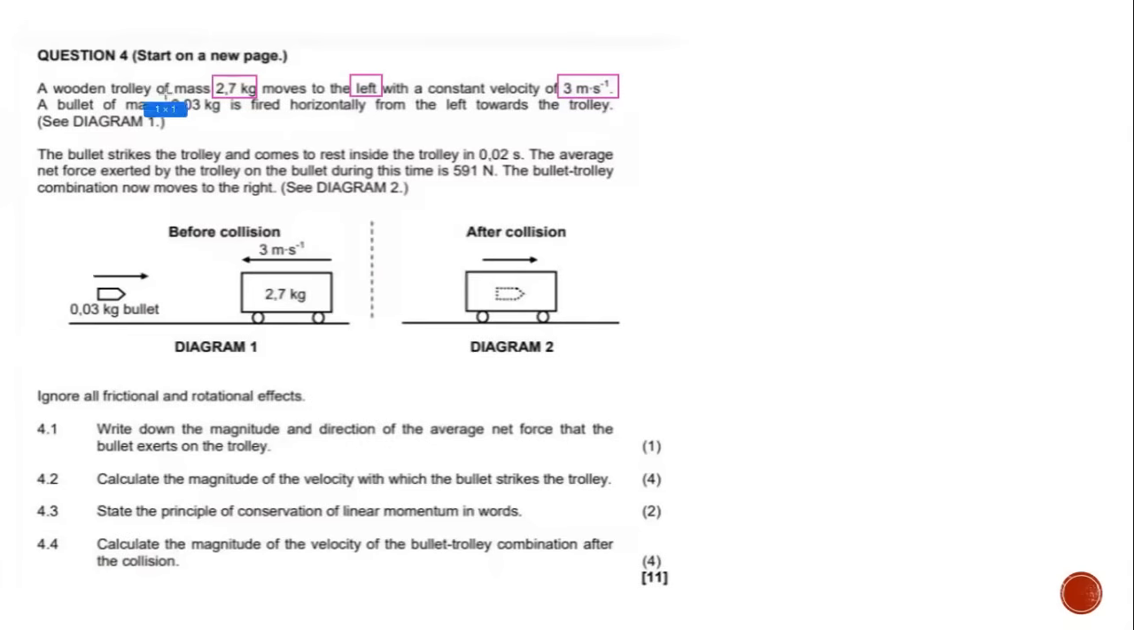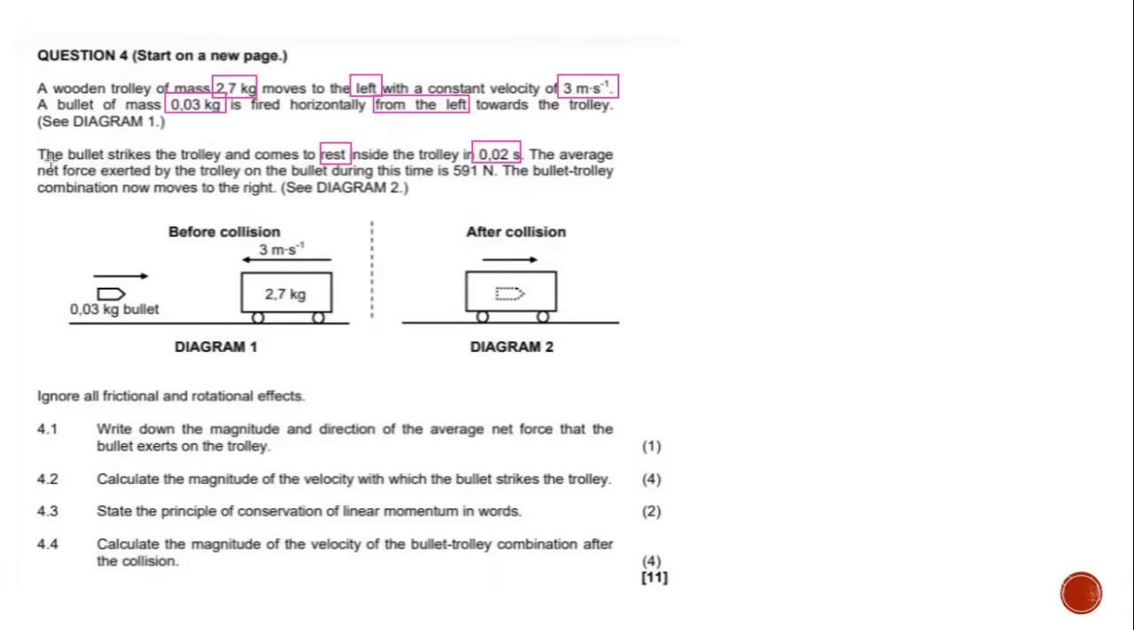A bullet of mass 0.03 kg is fired horizontally from the left. Now note that it's fired horizontally from the left. If it's fired from the left, that means it's going to the right. Note that they're not saying it is fired to the left, they're saying it's fired from the left, so it is going to the right towards the trolley. The bullet strikes the trolley and comes to rest inside the trolley in 0.02 seconds.